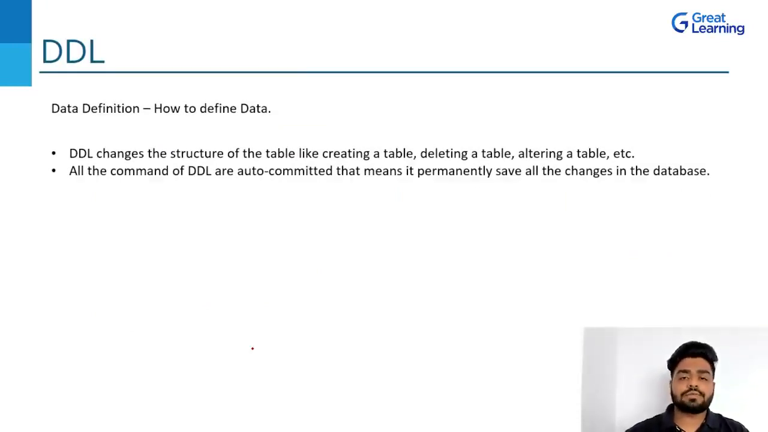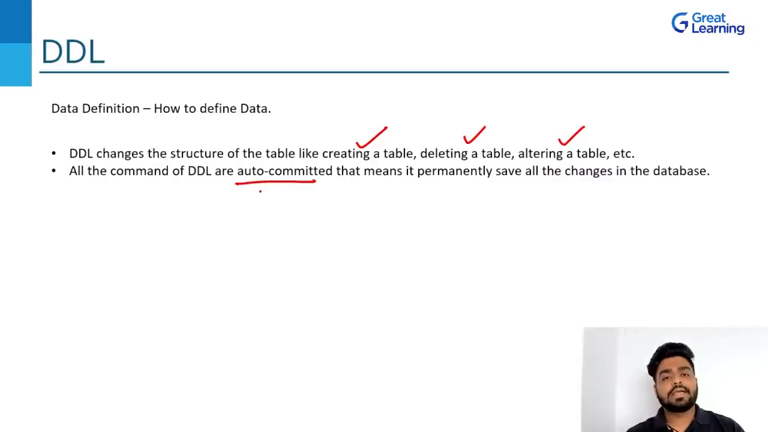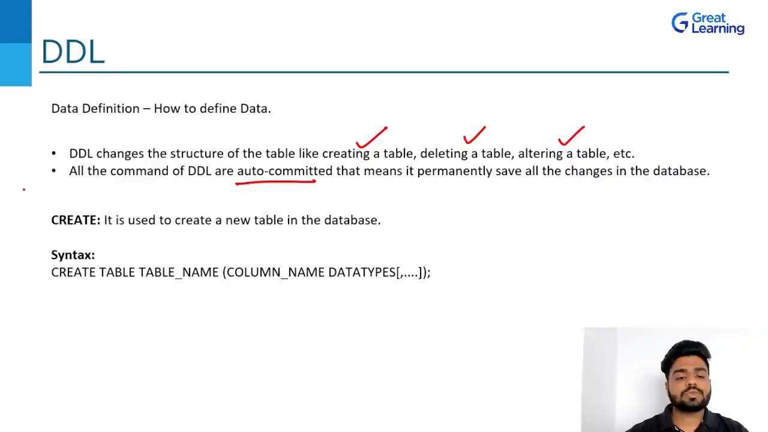DDL changes the structure of the table, like creating a table, deleting a table, altering a table. These are nothing but changing the definition of the table. All the commands of DDL are auto committed. Auto committed means that once you write that particular program, it's auto committed. It can't be changed. That means it permanently saves all the changes in the database. Okay, the first one is create.